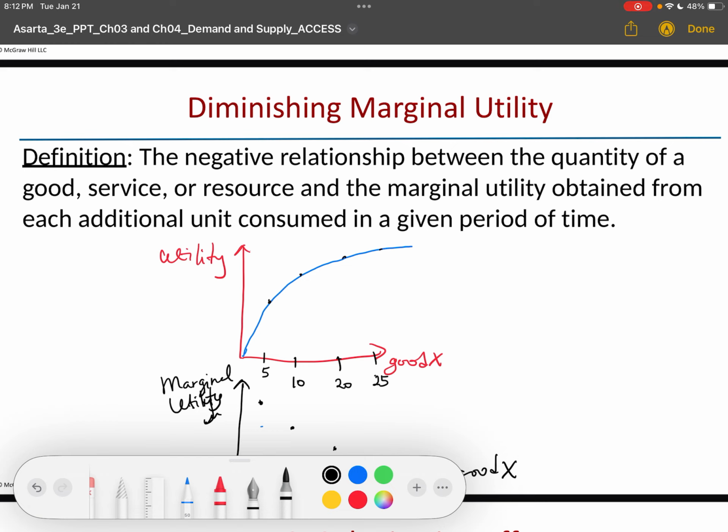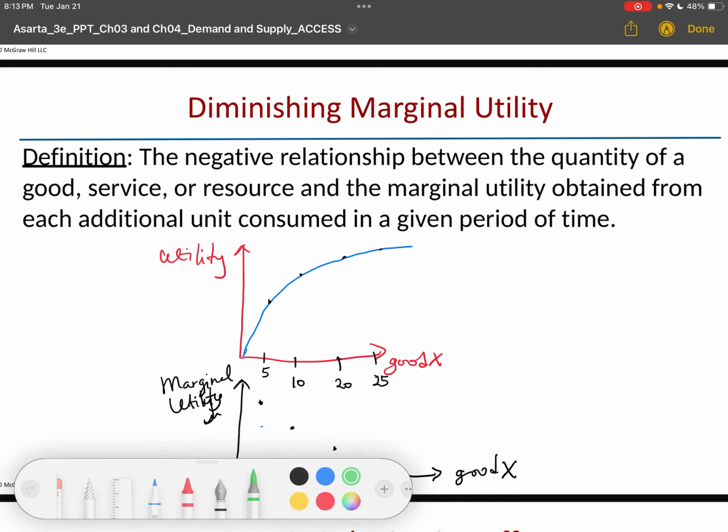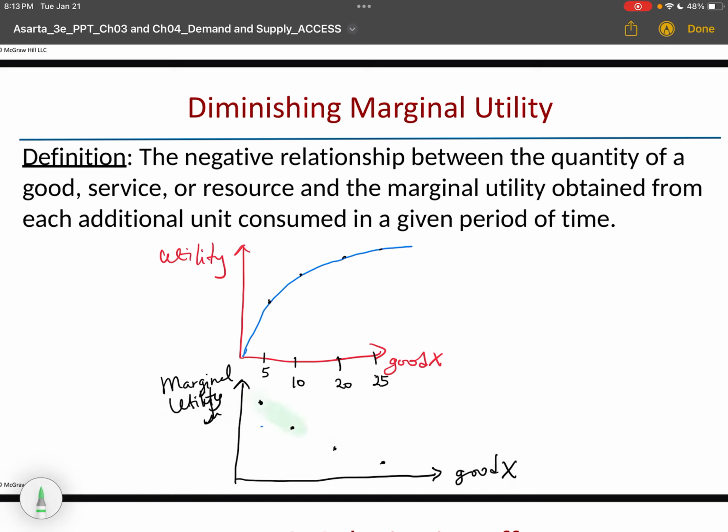Let's try something in green. You're going to get a downward sloping curve in this watercolor green. Do you see that? Yeah. Looks like the demand curve. It is the demand curve. This is one of the reasons why the demand curve is downward sloping.